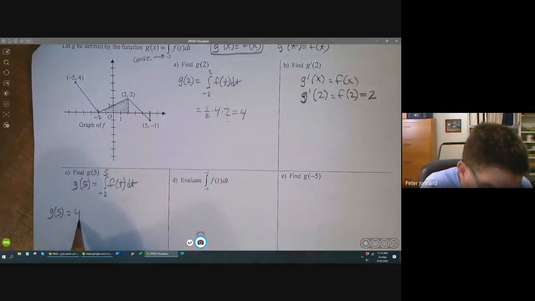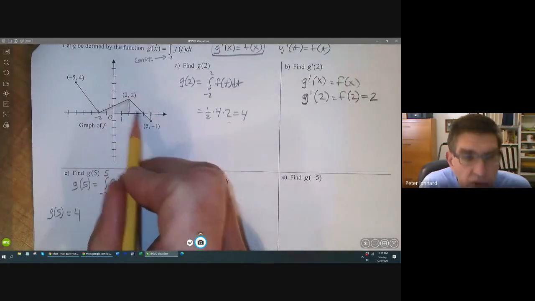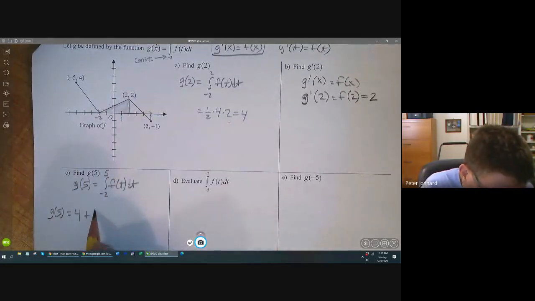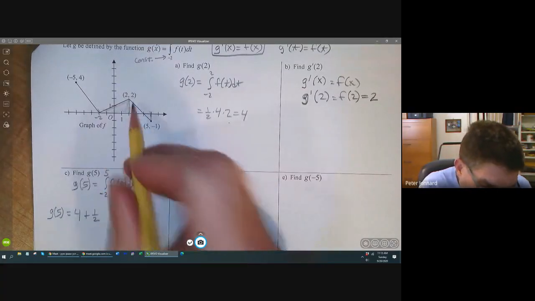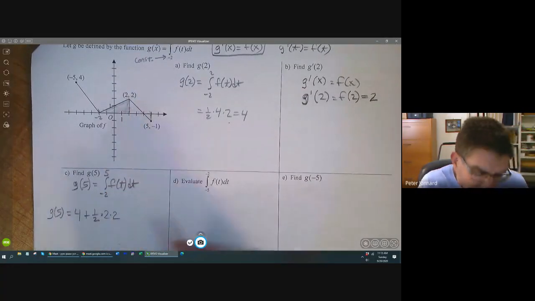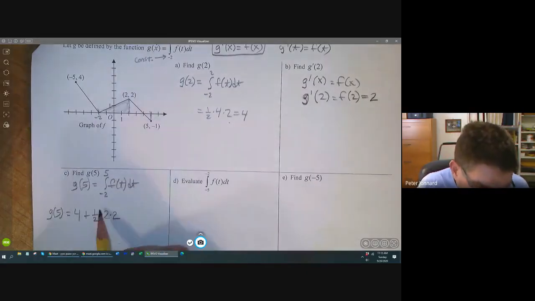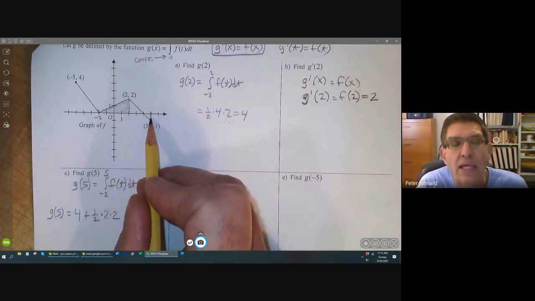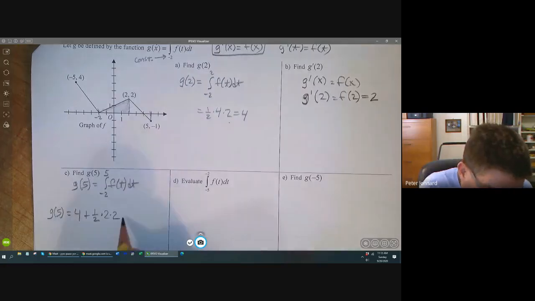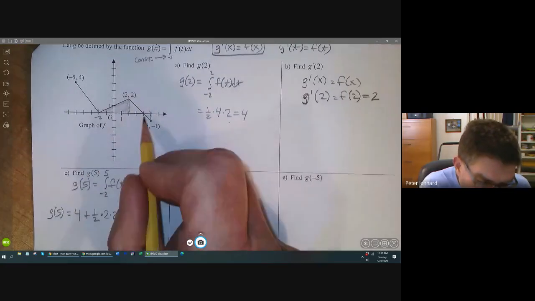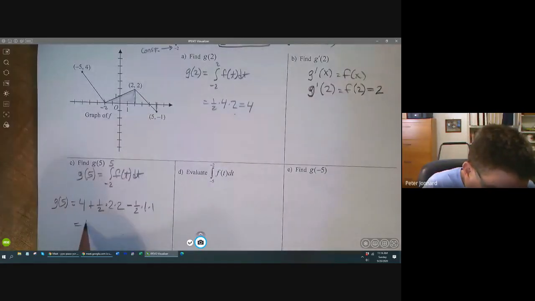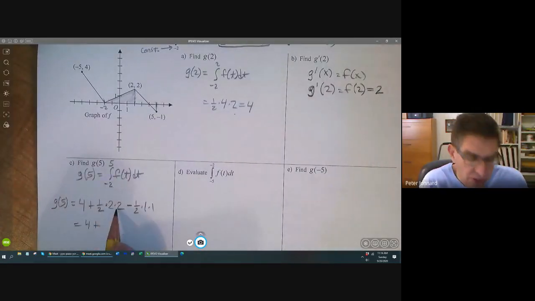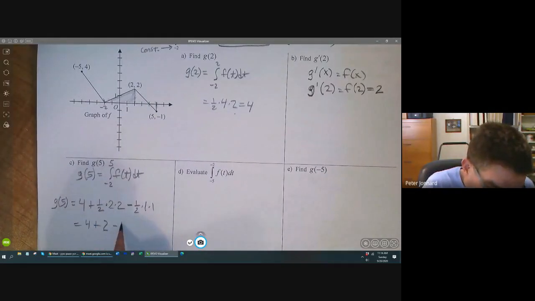So that's a 4. And then this area is also above the x-axis, so that's the area of a triangle, 1/2 of base times height, 2 times 2. And then the problem is this little guy is underneath the x-axis, so that's a negative area. So minus 1/2 of its base times its height, 1 times 1. And so we end up with 4 plus 1/2 of 4 is 2 minus 1/2, and that equals 5 1/2.